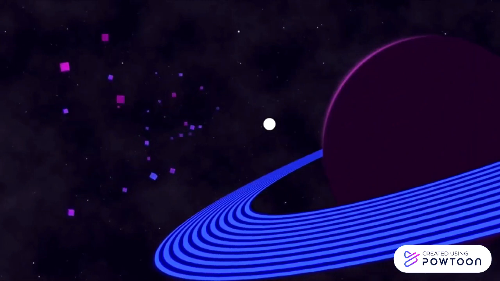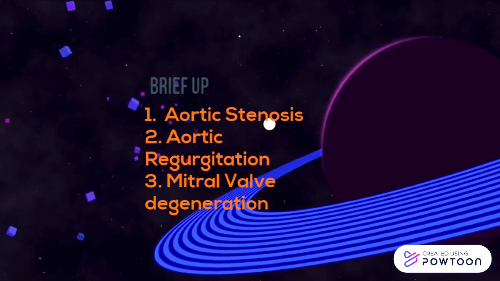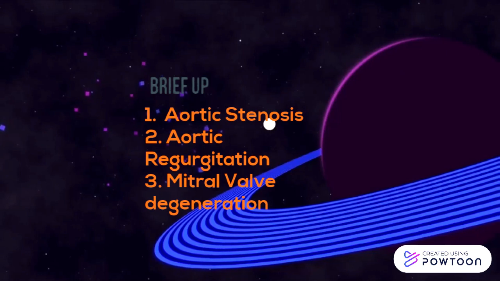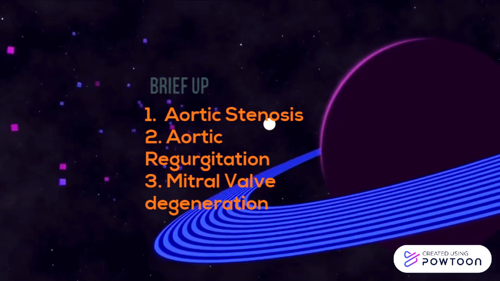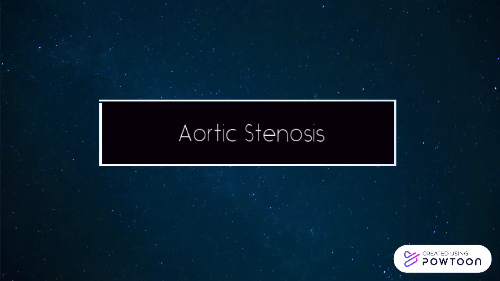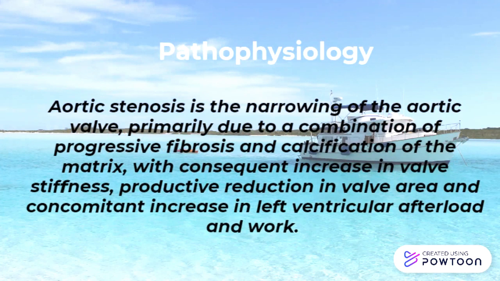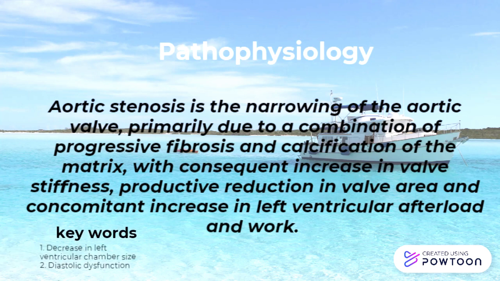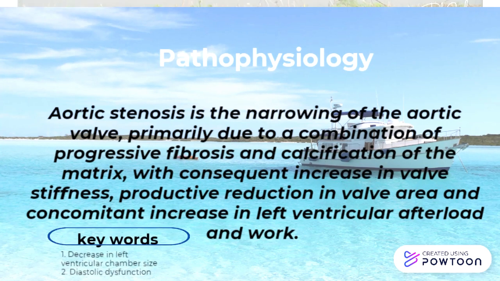So basically when we are talking about calcific degeneration, we can brief it up into three main problems here, which is aortic stenosis, aortic regurgitation and mitral valve degeneration. Now our first topic will be on aortic stenosis. So basically what we can understand from the pathophysiology is there will be progressive fibrosis, calcification of the matrix with consequent increase in valve stiffness, progressive reduction in valve area and concomitant increase in left ventricular afterload and work.